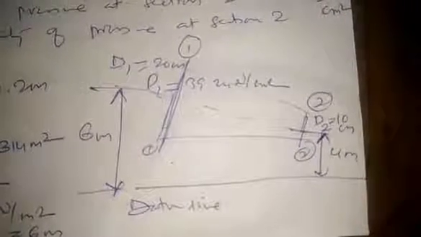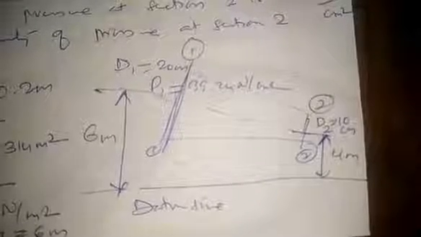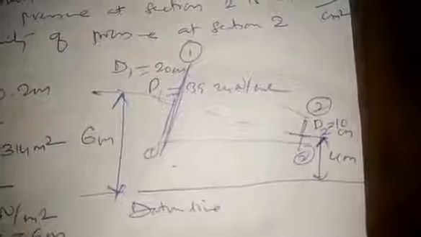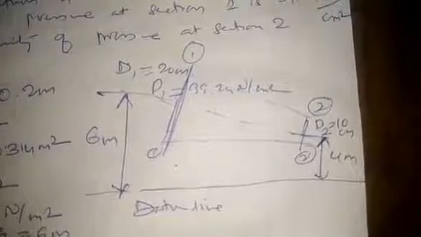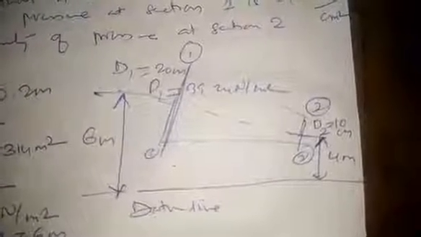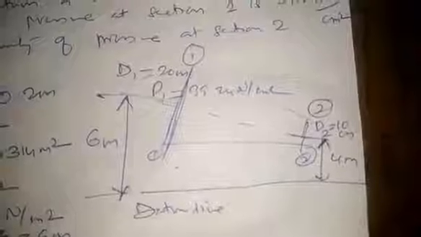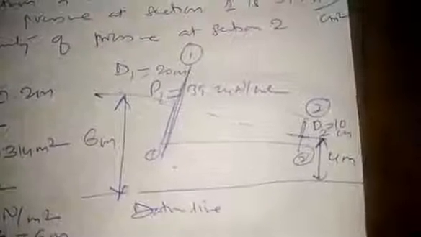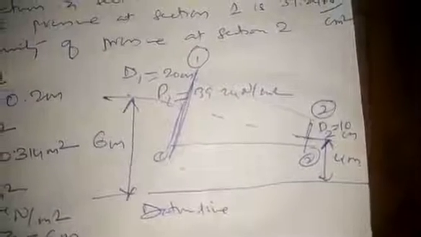We can see the diagram here. So this is the datum line, reference line. Then from the reference line you can see section 1, it is 6 meter above the datum. Section 2 is 4 meter above the datum. Section 1 is indicated by 1-1, section 2 is indicated by 2-2. Diameter of section 1 is 20 centimeter, and section 2 is 10 centimeter. And pressure at section 1 is given, it is 39.24 Newton per centimeter square. So that is the data.